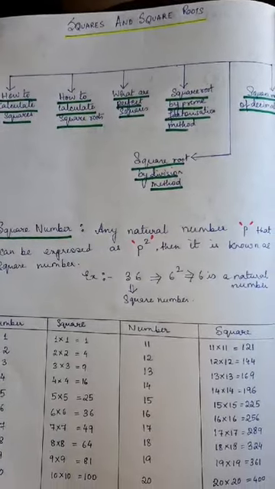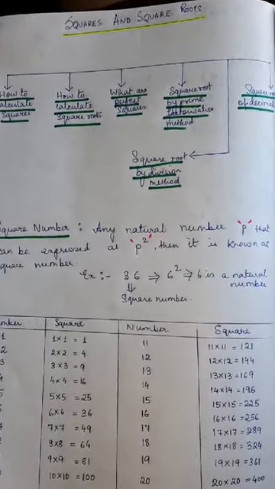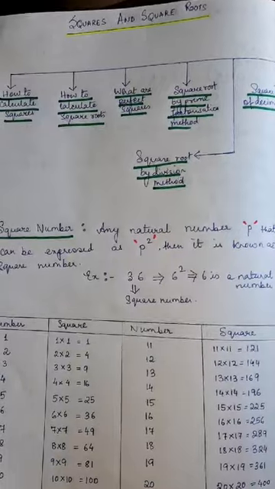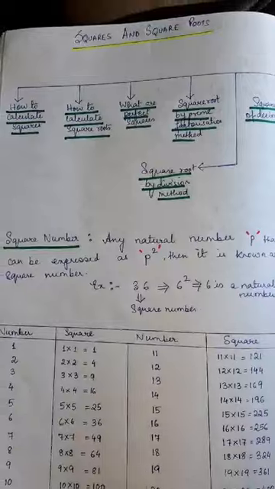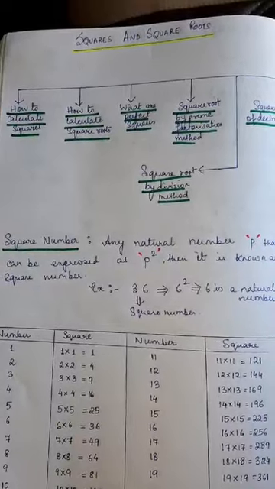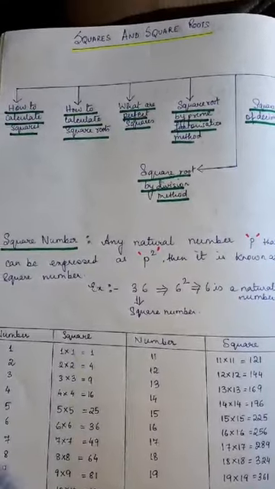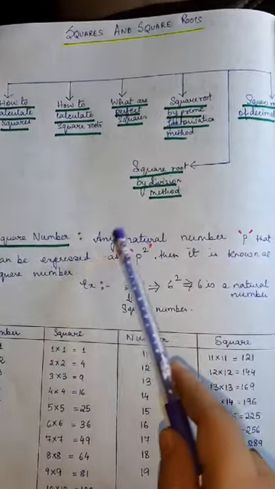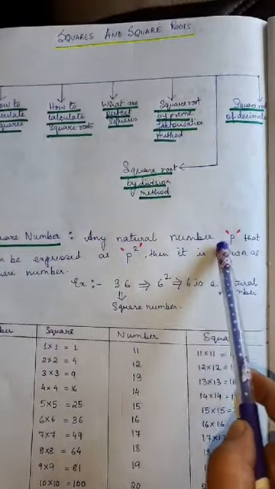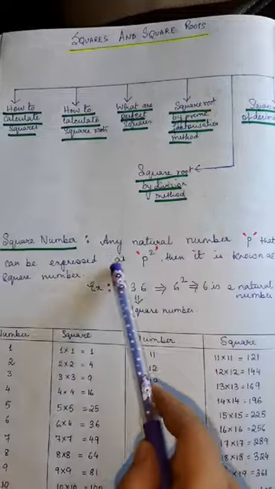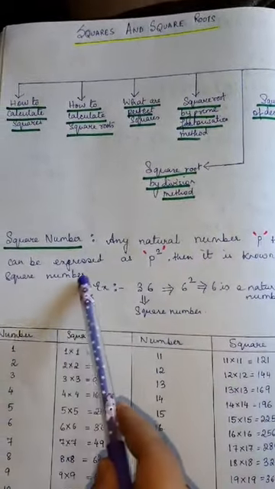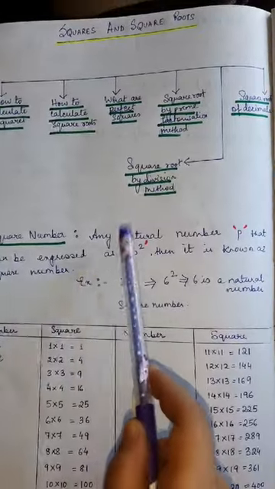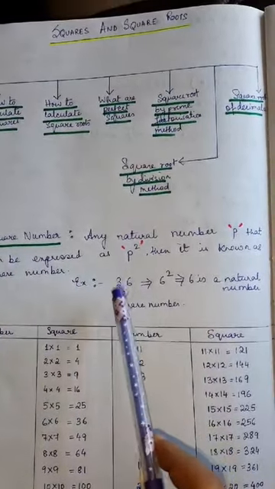Okay, class. Today we start with a new chapter that is squares and square roots. You have dealt with squares earlier, so let's recapitulate what square numbers are. Any natural number, suppose p, that can be expressed as p square is known as a square number. Like for example, 36 is a square number.